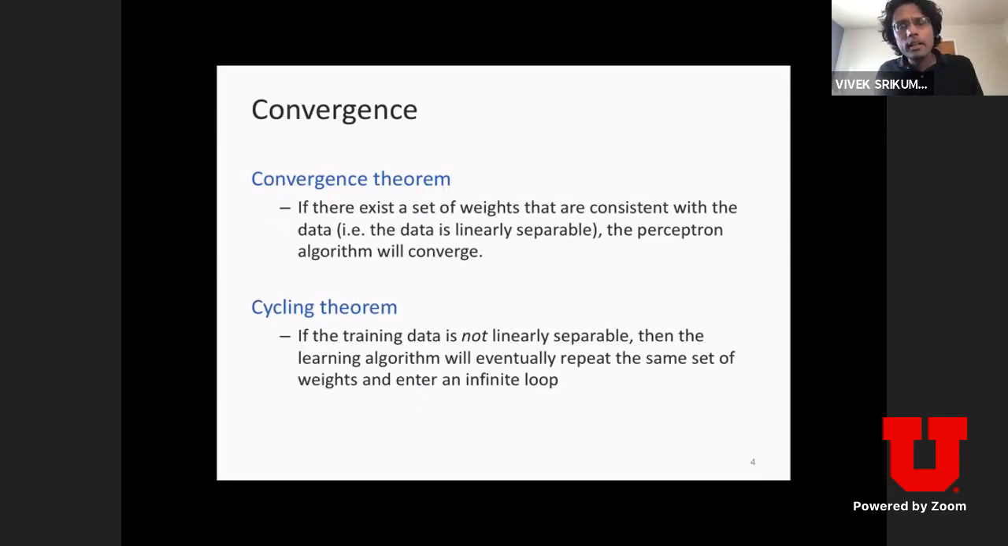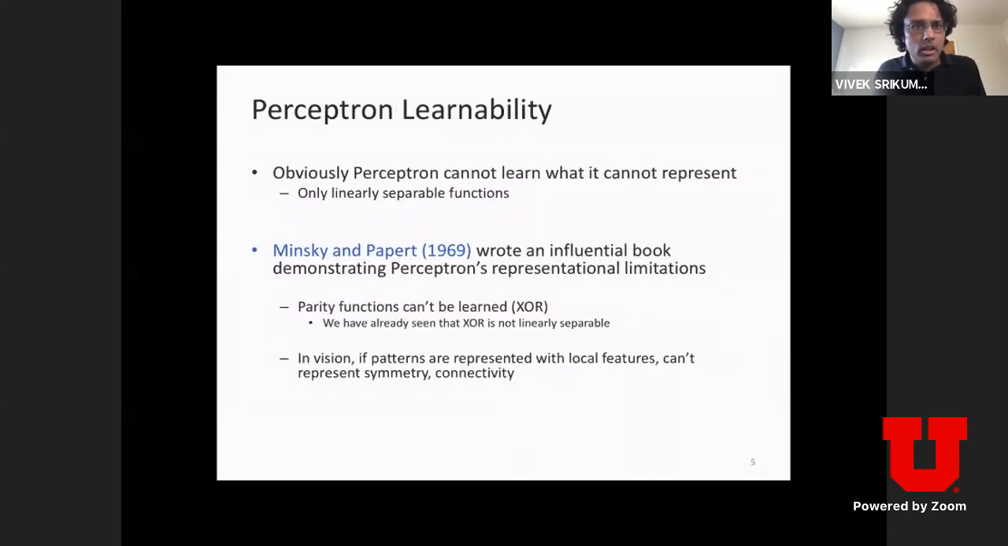So let's maybe think a little bit about perceptron learnability. The perceptron, of course, can only represent linearly separable functions. So we are only talking about linearly separable functions. There was an influential book from 1969 called Perceptrons. It's actually a fascinating book that talks about how to analyze these things from a geometrical perspective.